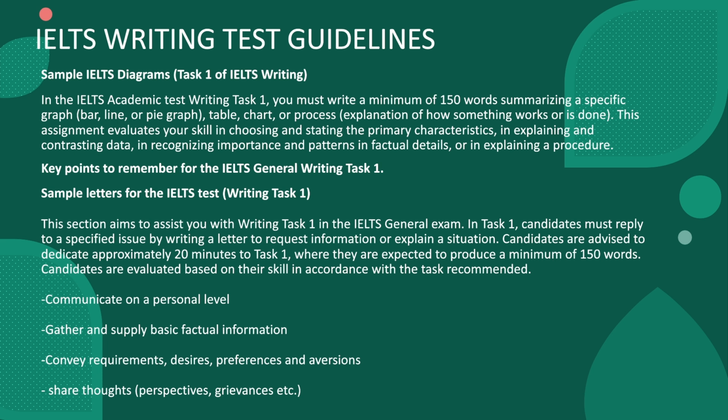Key points to remember for IELTS General Task Writing 1 are sample letters for the IELTS test. This section aims to assist you in writing Task 1 in the IELTS General exam. In Task 1, the candidate must reply to a specified issue by writing a letter to request information or explain a situation. Candidates are advised to dedicate approximately 20 minutes to Task 1, where they are expected to produce a minimum of 150 words. Communicate on a personal level, gather and supply basic factual information, convey requirement, desire, preferences, and aversion, share thoughts, grievances, or perspective.